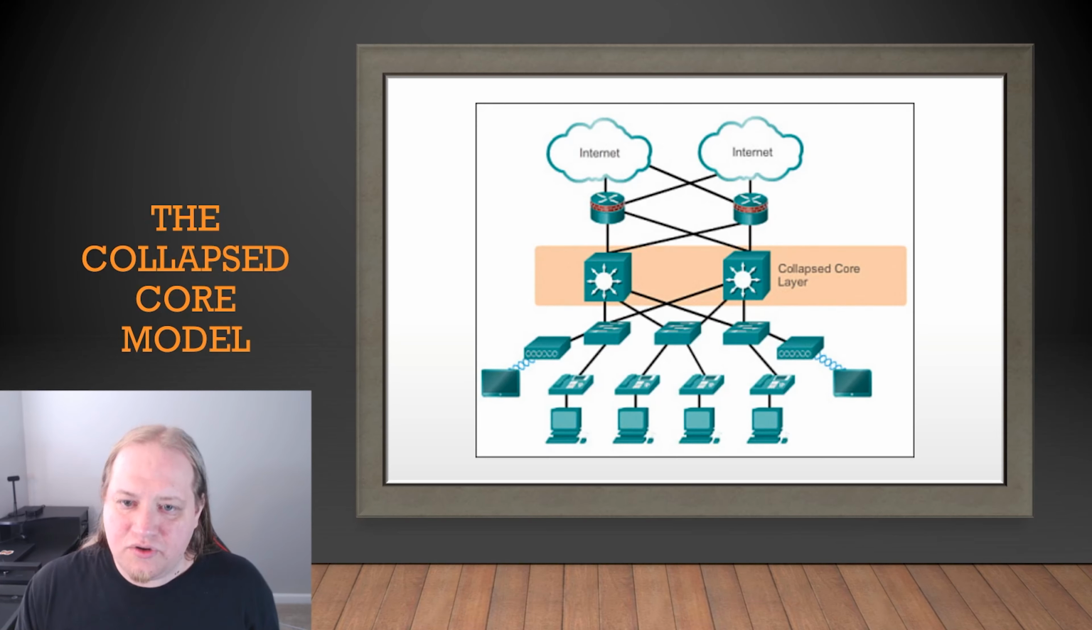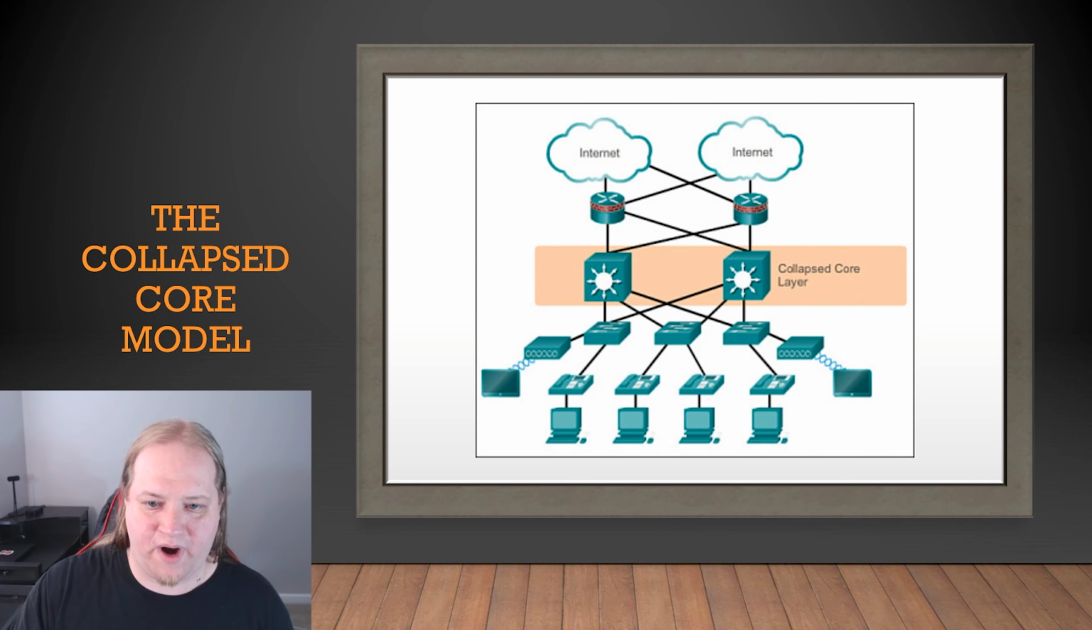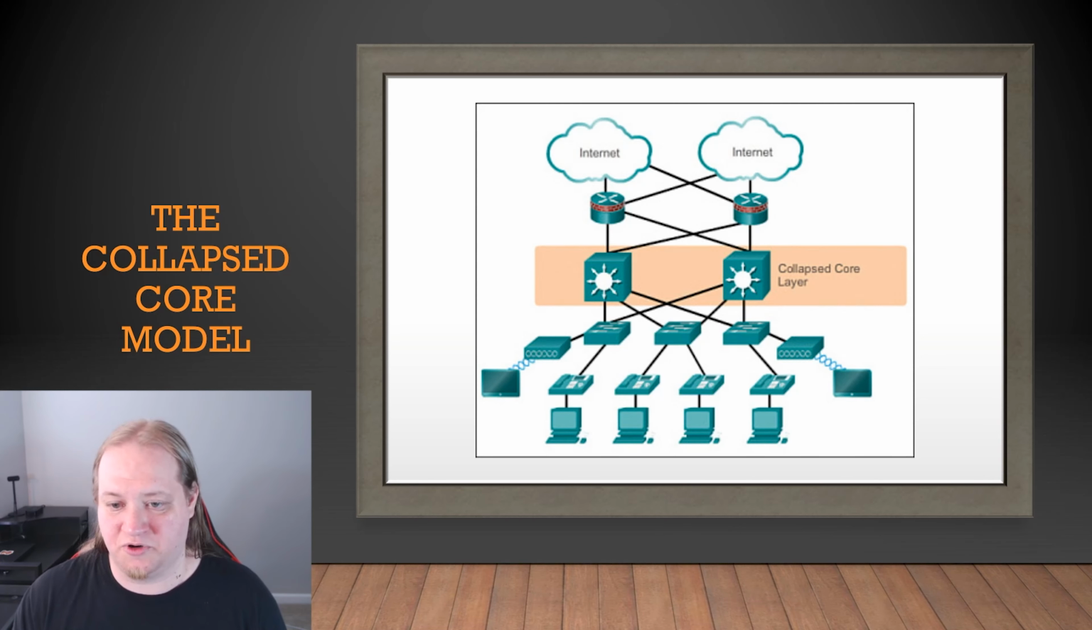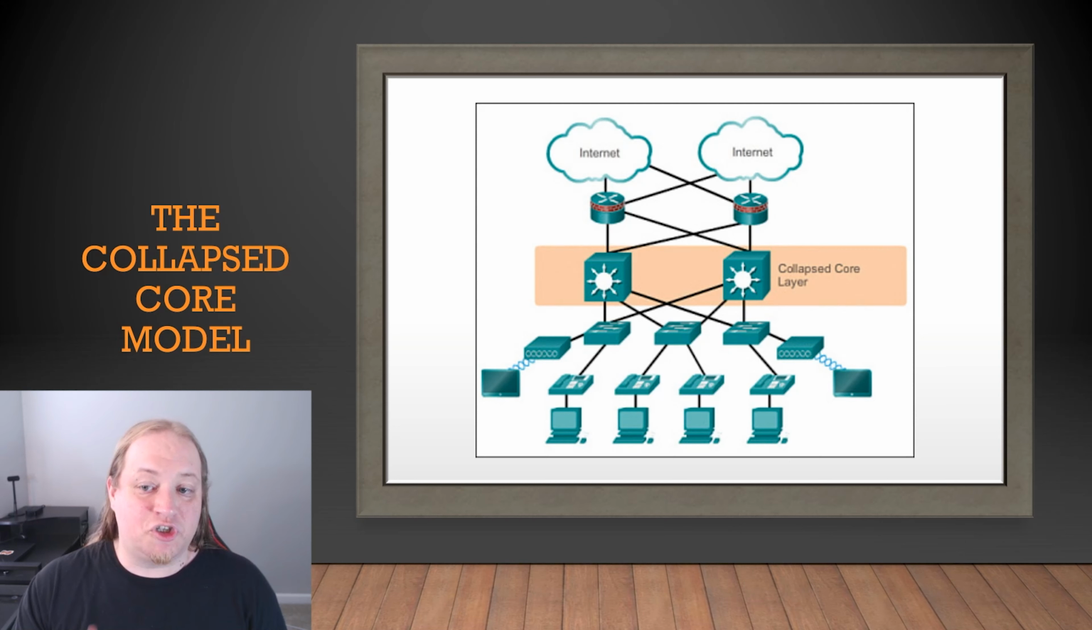So if you're not in a huge network, you're in a smaller network, you may not need to have a dedicated core layer and a dedicated distribution layer. If you're in a medium-sized enterprise and you don't have too much going on, maybe you don't have a server cluster, maybe you don't have a whole bunch of WAN links that you need to aggregate with a distribution layer switch, you can use the two-tier model or the collapsed core model, as Cisco calls it.